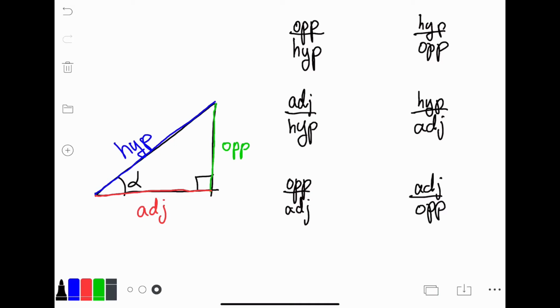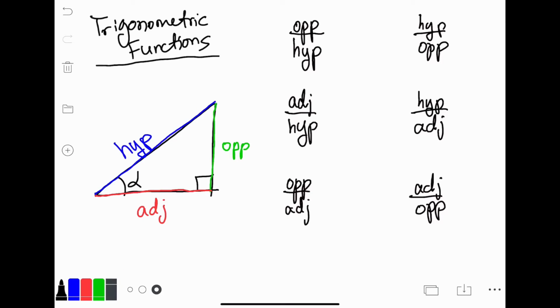Now you may be asking yourself, okay, how do these ratios relate to the angle alpha? Well, there is something called trigonometric functions. If you remember what a function is, you have an input and then you have an output. You plug something in and you get something out. With trigonometric functions, the input is the angle and the output is the ratio of the two sides related to that angle. So, the first trigonometric function is sine.